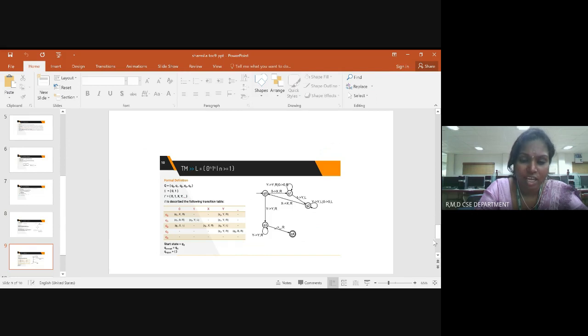For the given diagram, if you give Q naught, it will be moving to Q naught. If you give 0, it will move to the right and go to Q1. If it is 1, it will not do any action, so you can represent a null action with a hyphen. X also has no action. If it is a Y, it will move to the right and go to which state? It is the Q3 state. So it is represented as Q3YR. Q accept here is Q4 because it's double circled. Q reject is nothing.